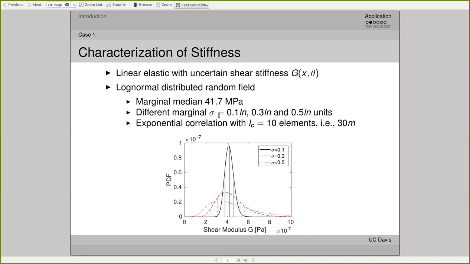And we consider different amounts of variability in the marginal distribution. Here we are considering sigma equal to 0.1, 0.3, and 0.5. And we use an exponential correlation structure with the correlation length at 10 elements, essentially 30 meters. And here we give you an idea, along with different amounts of the marginal variability, of how the marginal distribution of this uncertain stiffness looks like.